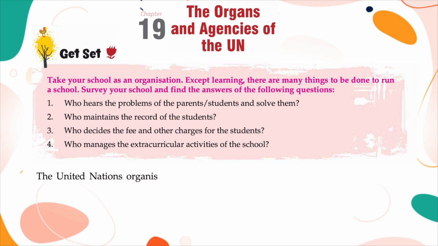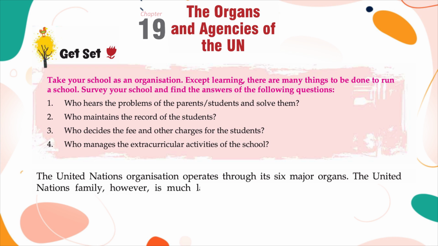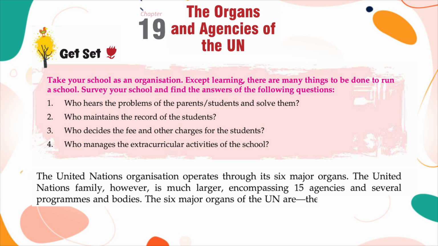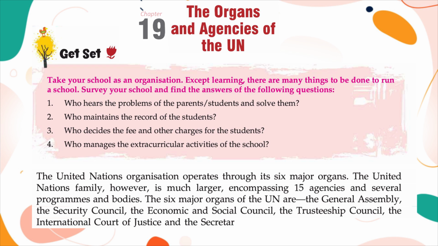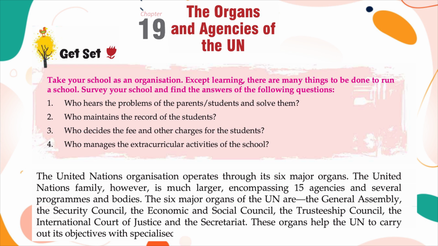The United Nations organization operates through its 6 major organs. The United Nations family, however, is much larger, encompassing 15 agencies and several programs and bodies. The 6 major organs of the UN are the General Assembly, the Security Council, the Economic and Social Council, the Trusteeship Council, the International Court of Justice, and the Secretariat. These organs help the UN to carry out its objectives with specialized agencies.